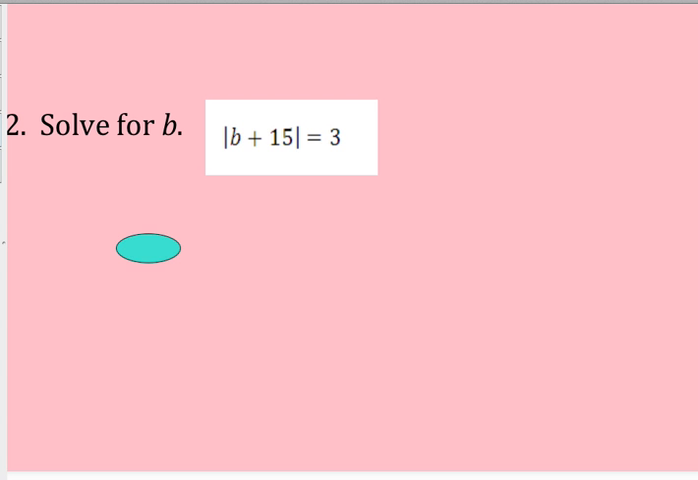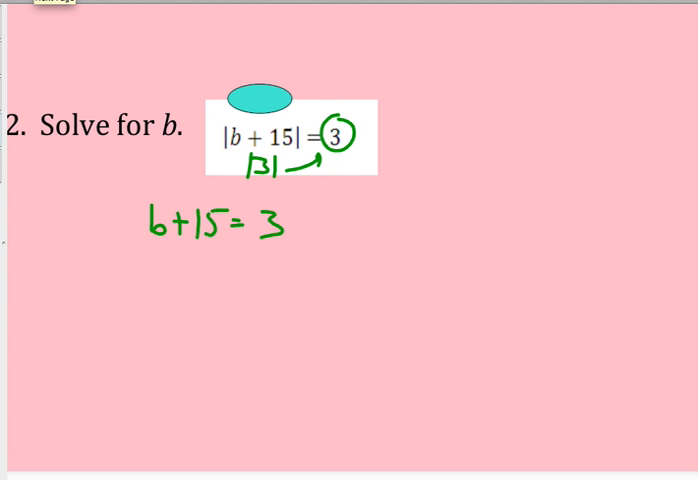Okay. Well, first of all, tell me this. If I cover this up, what number could I plug in there for that expression and have it equal positive 3 on the outside? Well, first of all, everything inside there, which is B plus 15, that could equal 3, because the absolute value of 3 is equal to 3 up here. So we're going to solve this equation.